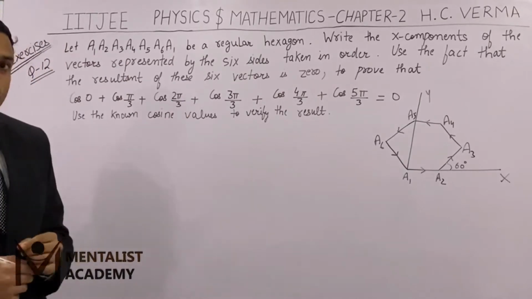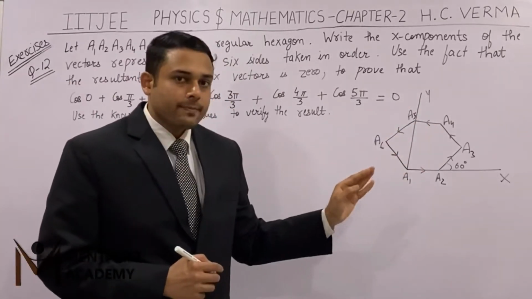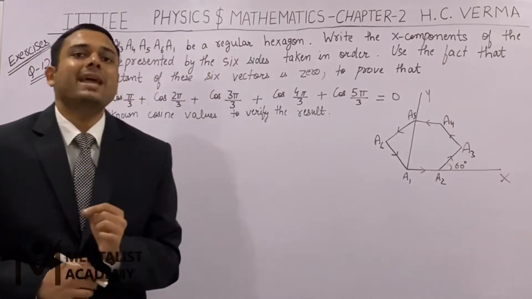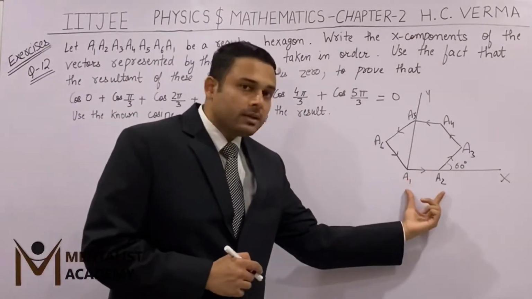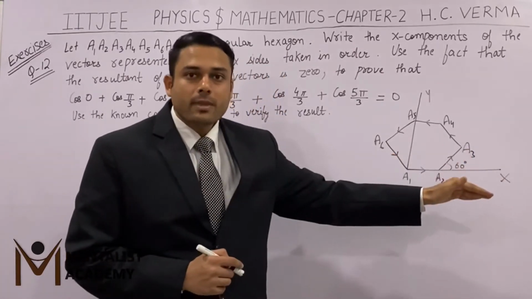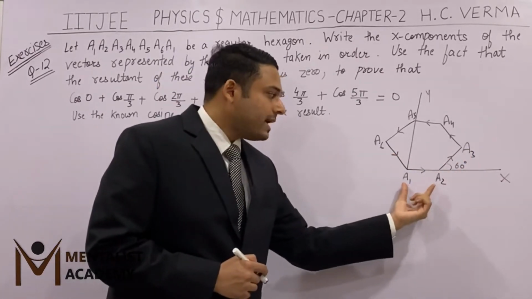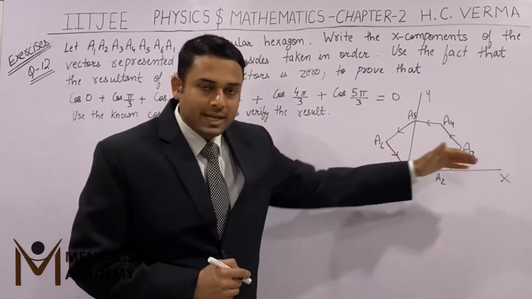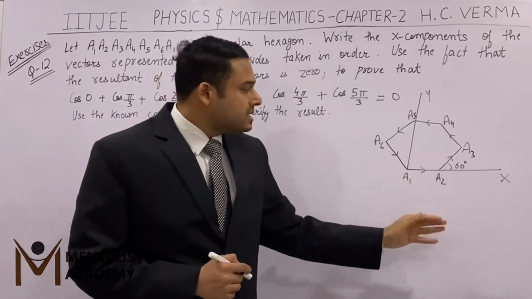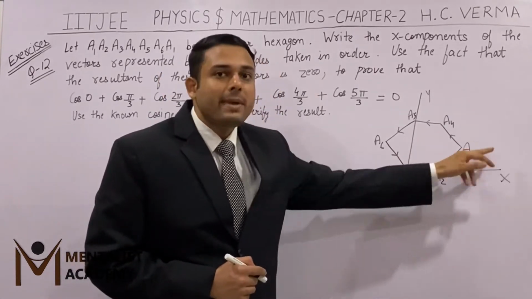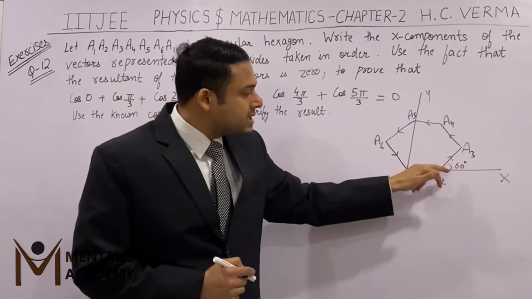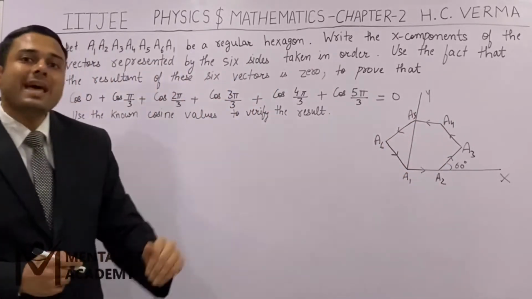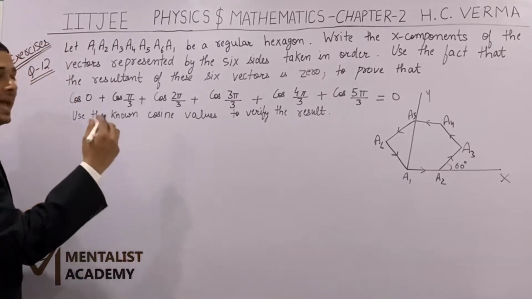To find out the x component of any of these vectors, we have to multiply the magnitude of that vector with the cosine of the angle which that vector makes with the x-axis. For example, the angle which this vector A1 A2 makes with the x-axis is equal to 0 degrees because it is coincident with the x-axis. Similarly, the angle which A2 A3 makes with the x-axis is equal to 60 degrees. So, we have to multiply the magnitude of the vector with the cosine of the angle. So, let us find out the x components.